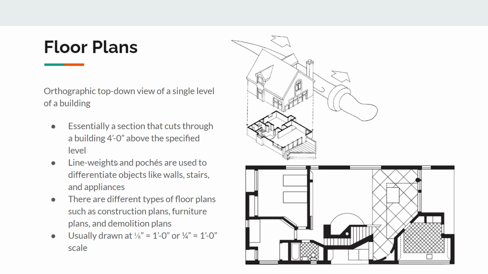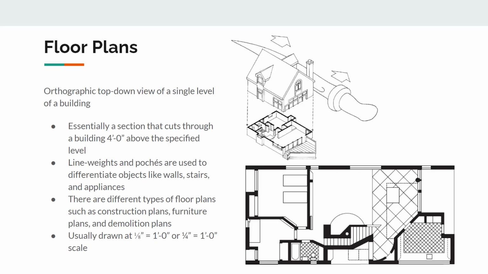Okay, so floor plans rely heavily on line weights and pochés to differentiate the different objects that we're representing on them. These objects include things like walls, stairs, and appliances. What I mean by that, if you look at this, here we have an example of a poché or a wall fill, which is indicated by this black fill here within all the walls. And this is used to provide an easy designator of what is wall and what is not.